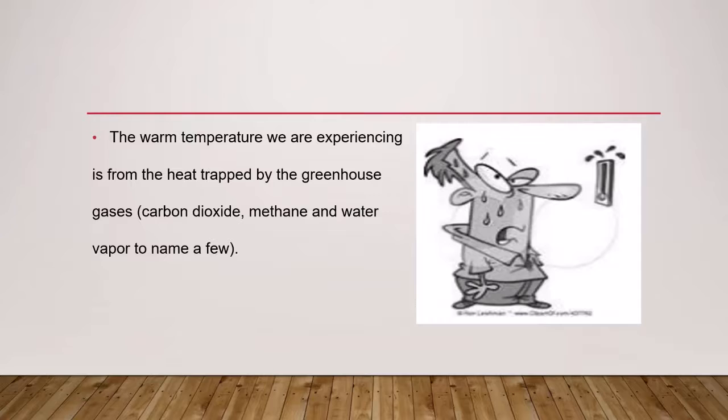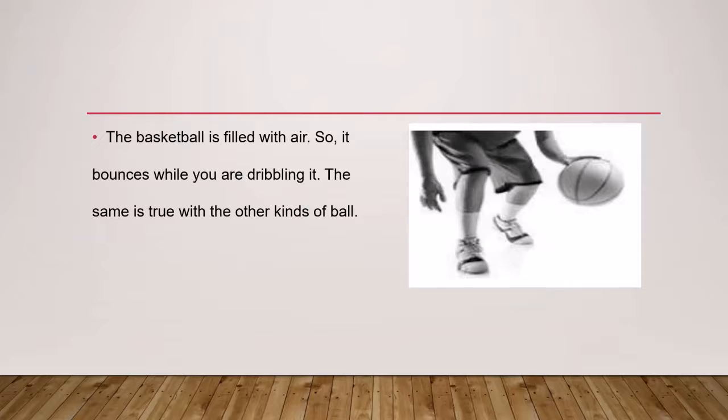The warm temperature we are experiencing is from the heat trapped by the greenhouse gases: carbon dioxide, methane, and water vapor, to name a few. The basketball is filled with air, so it bounces while you are dribbling it. The same is true with the other kinds of ball.